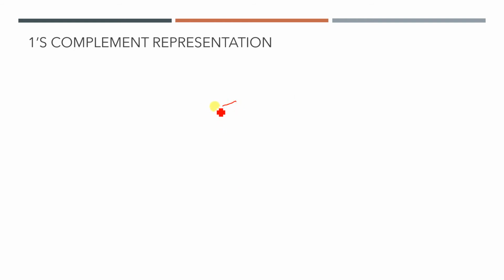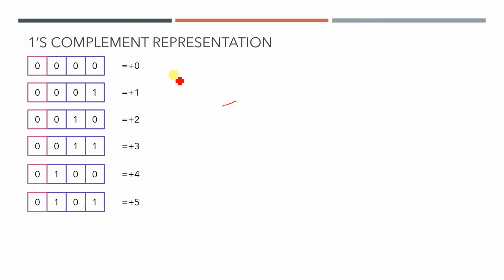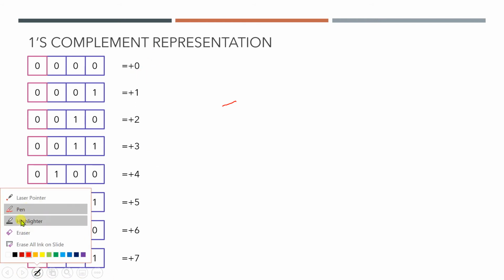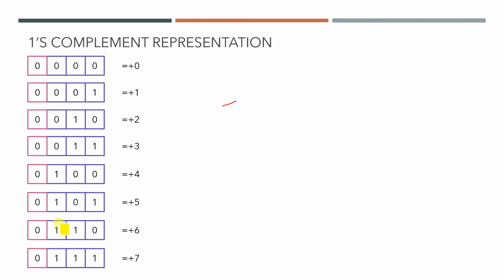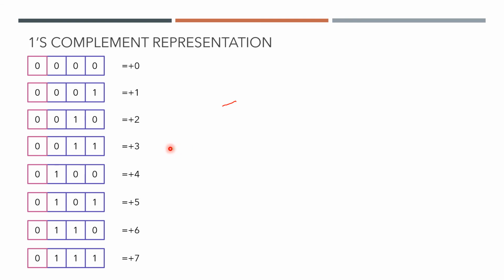So in one's complement representation, if you see, for 0 to 7 the representations are the same. So 0, 1, 2, 3, 4, 5, 6, 7. It is quite similar to the sign magnitude representation. Now if you want to represent -7, the things are getting different.